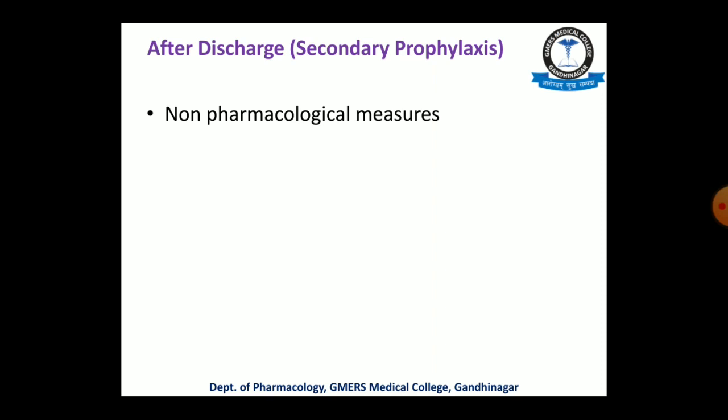Second, in the non-pharmacological measures, gradual increase in physical activity. The patient must be explained that over a period of time, after 2 to 3 months, there should be a gradual increase in physical activity, and this physical activity must become a part of their routine lifestyle. That is one.